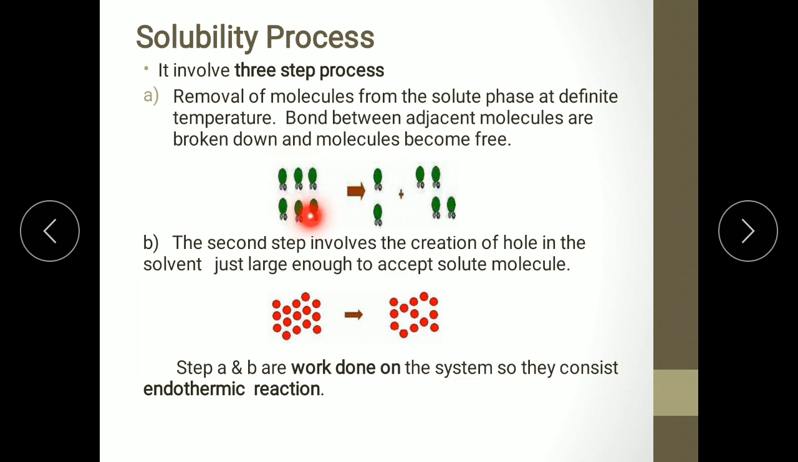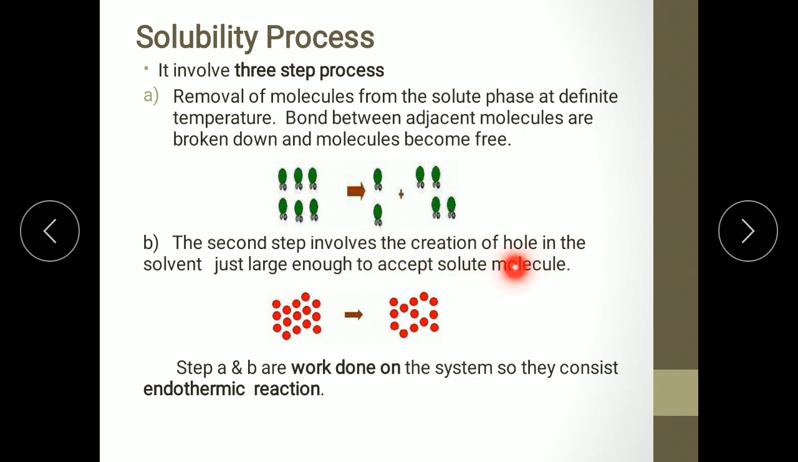Suppose this is a solute. From this, some molecules will get separated. The intermolecular bond between the solute molecules will be broken down, and some solute will get free.